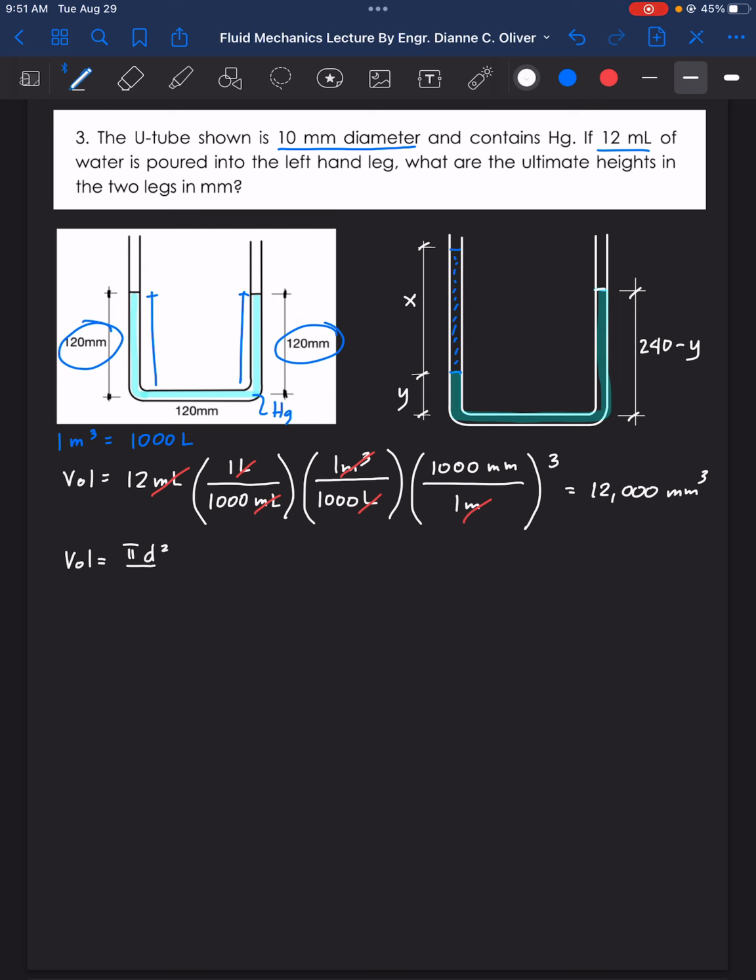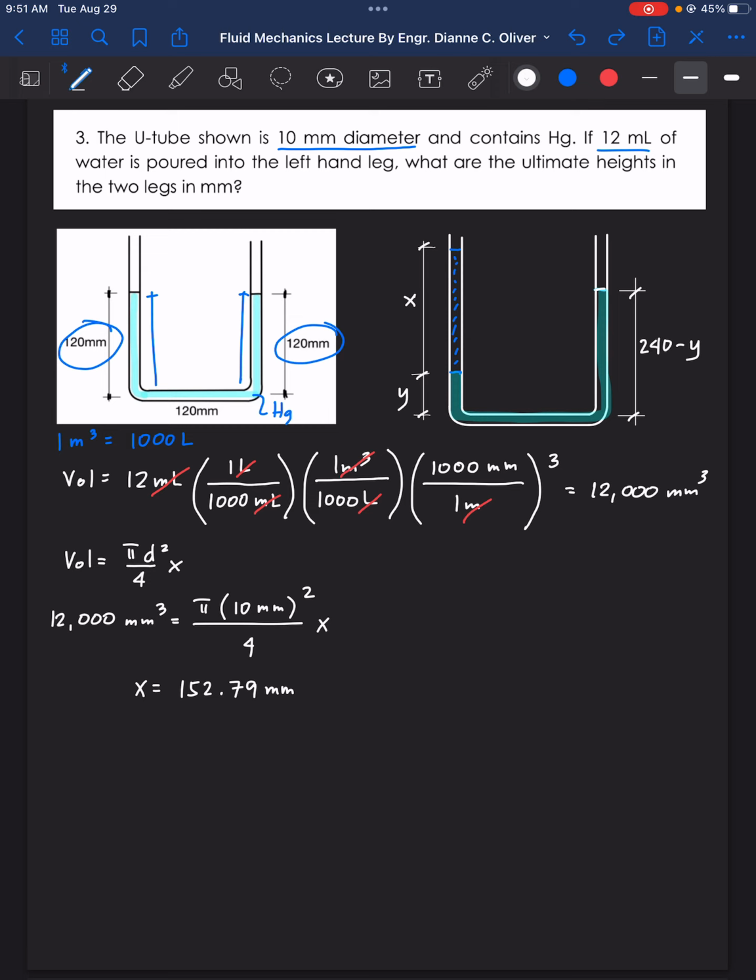Now the volume of the cylinder is pi d squared over 4 times the height x. So that's the height here, x. Given the volume as 12,000 cubic millimeters, that is equal to pi, and then the diameter 10 mm squared over 4, times x. We now have the value of x equal to 152.79 mm. Okay, so we now have the value for x.